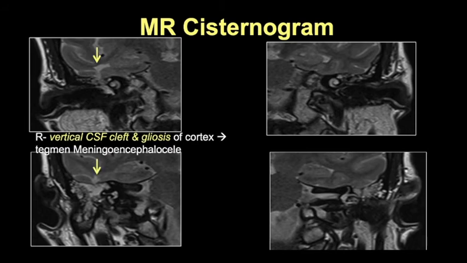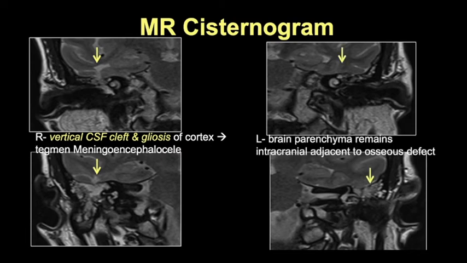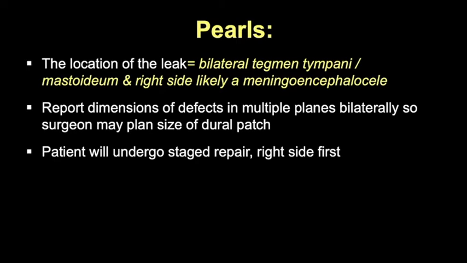And in this case, we saw on the right a vertically oriented sulcal cleft and gliosis of the adjacent temporal lobe cortex, compatible with a right tegmen meningoencephalocele. And on the left, the brain parenchyma remained intracranial adjacent to the osseous defect. However, there was T2 hyperintense CSF signal extending inferiorly, suggestive of a meningocele in this case as well. So in this patient, they were thought to have bilateral tegmen tympani and mastoidium CSF leaks. However, they also had meningoencephalocele on the right, so it was a little bigger on the right.